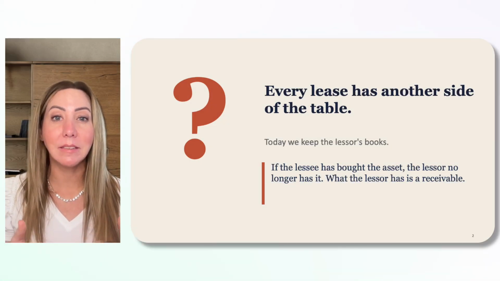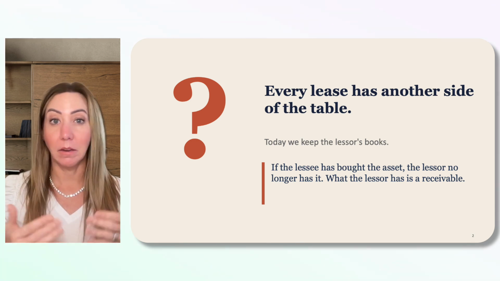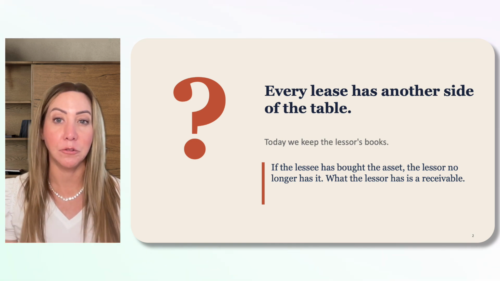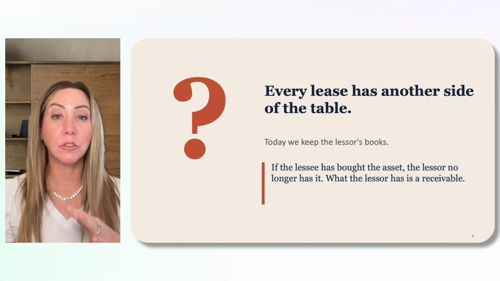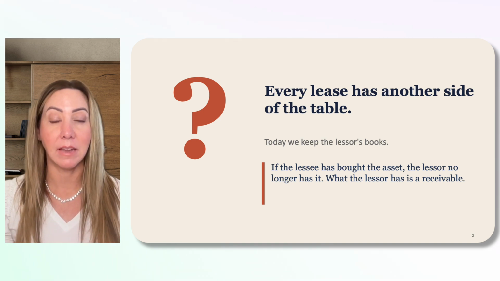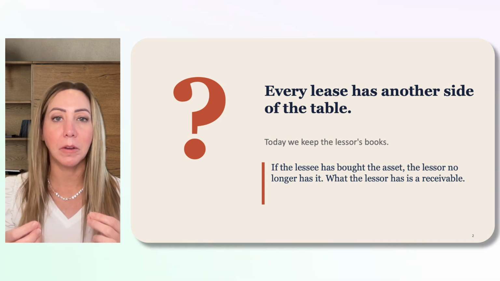When the lessee signs a finance lease and records an asset and related liability, somebody on the other side of the transaction is recording the mirror image of every single entry. Today, we're that somebody. And here's the question that frames everything. If the lessee has effectively bought the asset, what does the lessor have left? Not the asset, it's gone. What the lessor has is a stream of payments coming in, a receivable.